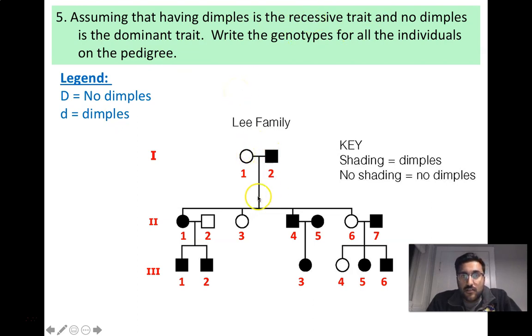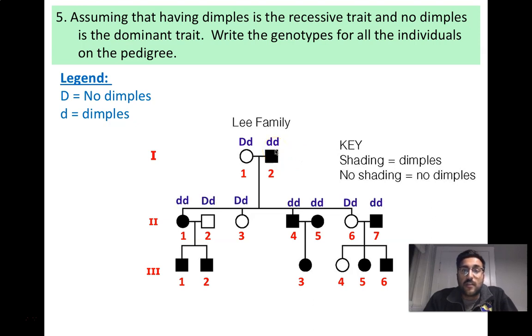So now let's label everybody here with a genotype based off of if they're shaded or not. Well, this person is not shaded, so they must have one dominant no dimples gene. This person is shaded in, so they clearly have dimples. And the way you can have dimples, being a recessive trait, is if you have two lowercase letters, so little d, little d, homozygous recessive. You can label everybody in generation two in the same way. If you want to pause it here and try this out on your own, see if you can figure out the labels of these guys in generation three.